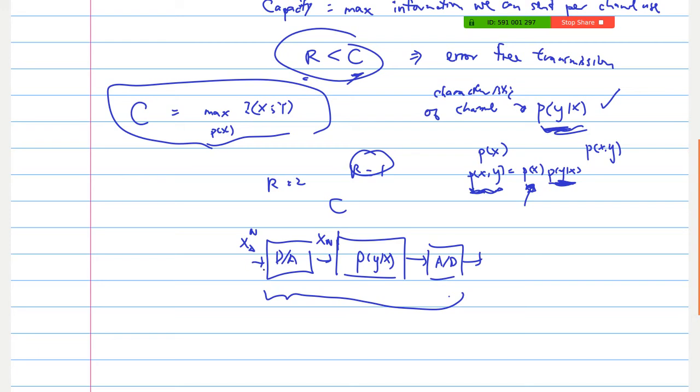This is a D to A converter, from discrete to continuous, and then this A to D converter takes Yn and discretizes it to Y delta N, let's say. So for this kind of pseudo-discrete channel, the amount of information I can send would be I(X delta; Y delta), right? And the capacity there will basically be that, right? So I'm trying to maximize over P_X here.